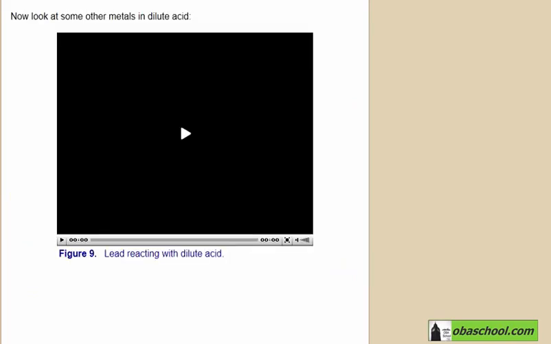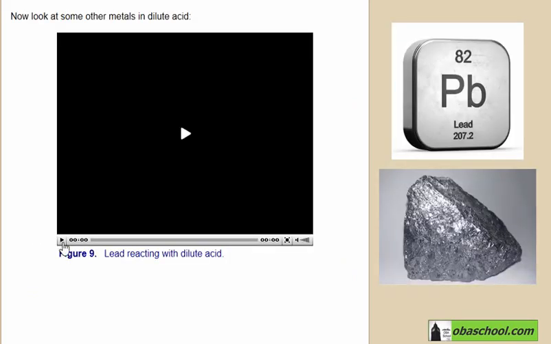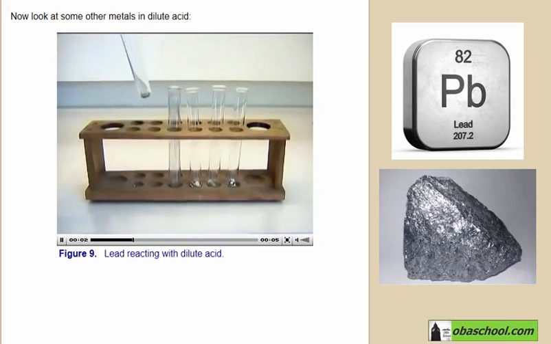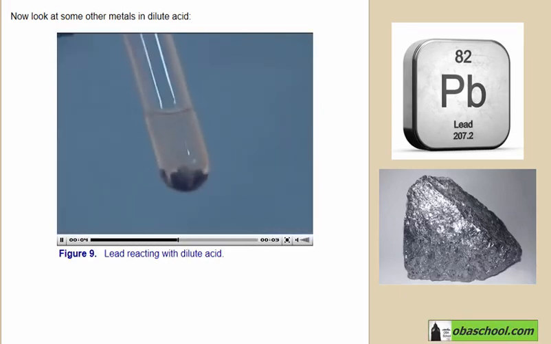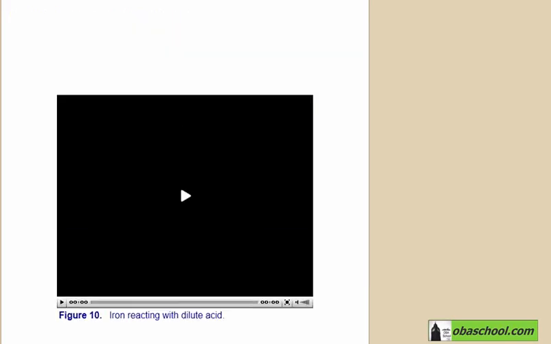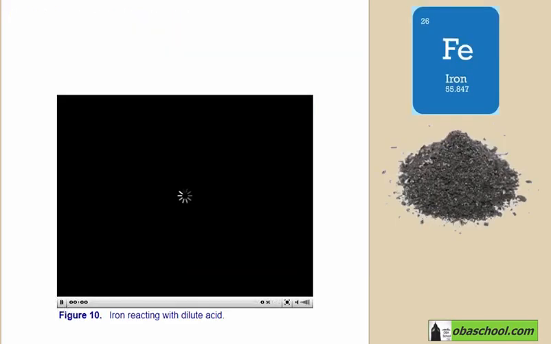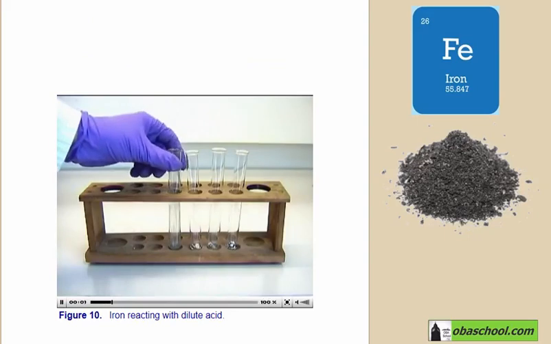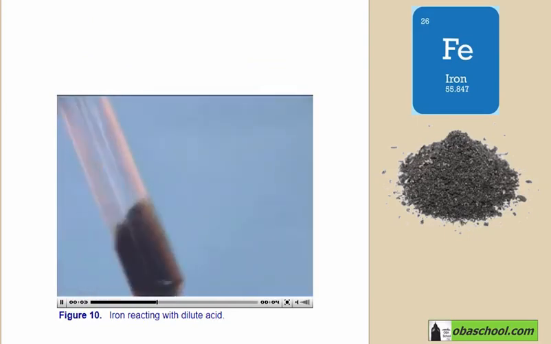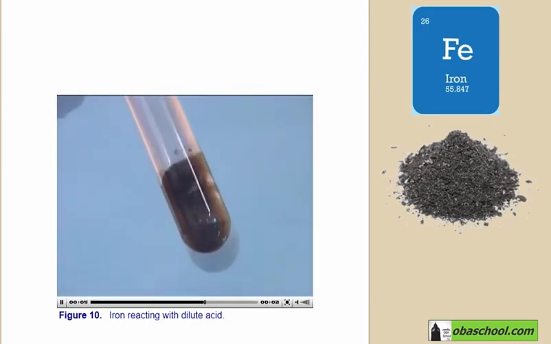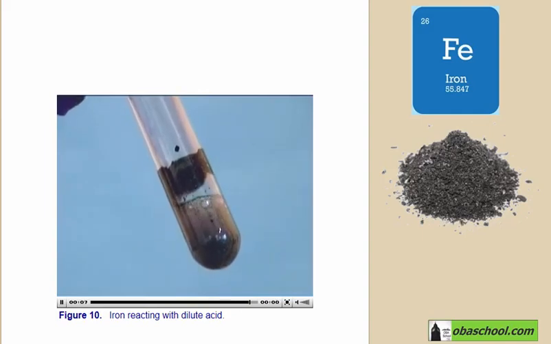Let's examine how lead reacts with dilute acid. As you can observe, lead does not react with dilute acid. No gas is produced. This is iron reacting with dilute acid. Iron can react with dilute acid and hydrogen gas bubbles are observed.